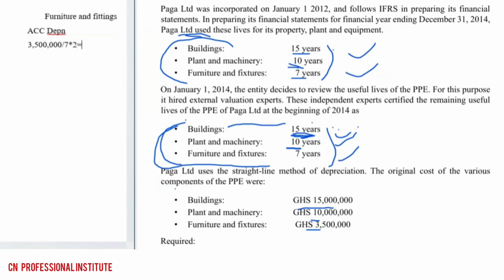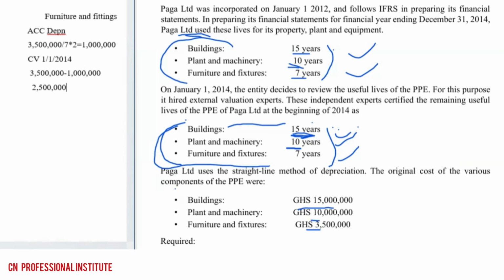And then that will give us 1 million. So 1 million is the accumulated depreciation for the 2 years, right? Now that we have the accumulated depreciation, we can get the carrying value. And this carrying value is as at 1st January 2014. Okay, and that will be the cost of the asset, 3,500,000 minus the 1 million, right? And then that will give us 2,500,000.